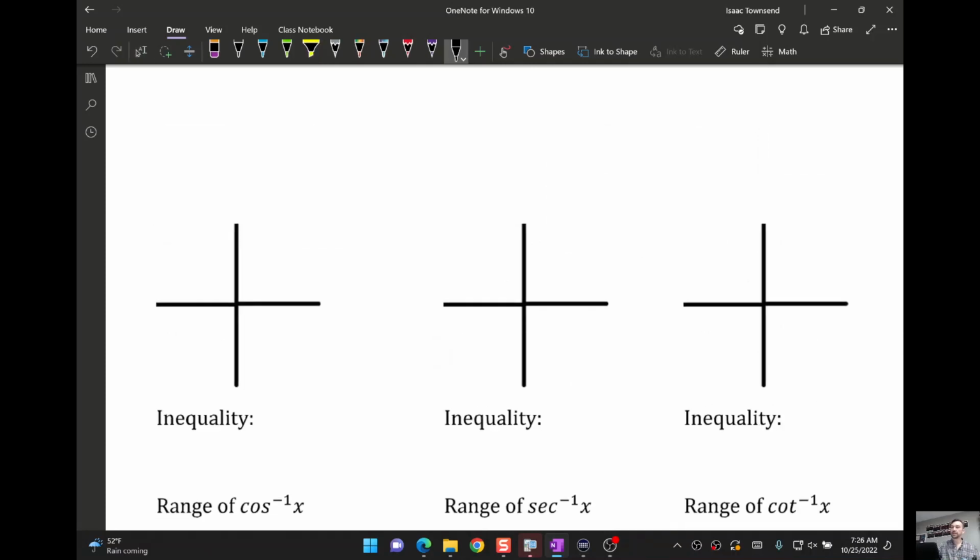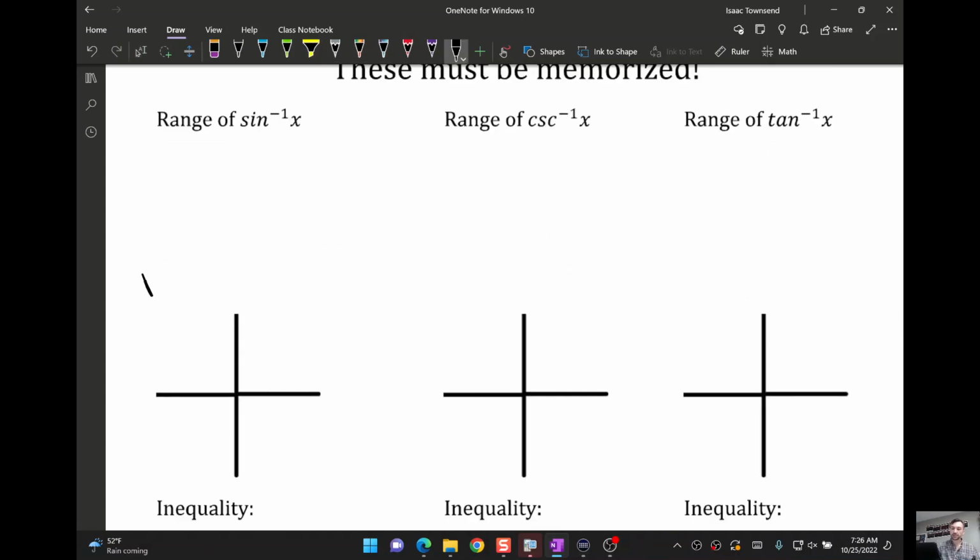We have to memorize these ranges. The bottom of this page was actually supposed to print off on the top of the next page. I apologize, I just didn't notice until it was too late and they'd already been copying. So I'm going to copy these back down.